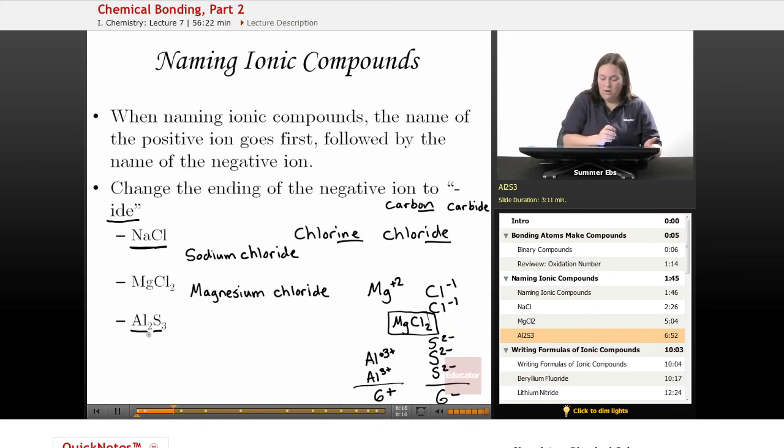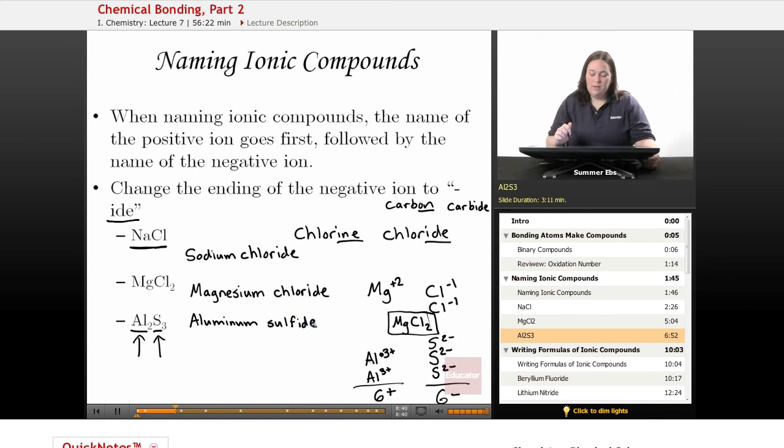And that's what I have here. For every 2 aluminums, I have 3 sulfurs. That's what you can see is written in that formula. All right, and so we have our positive ion. We know it's aluminum. And the negative ion is sulfur. Change the ending, IDE, aluminum sulfide.